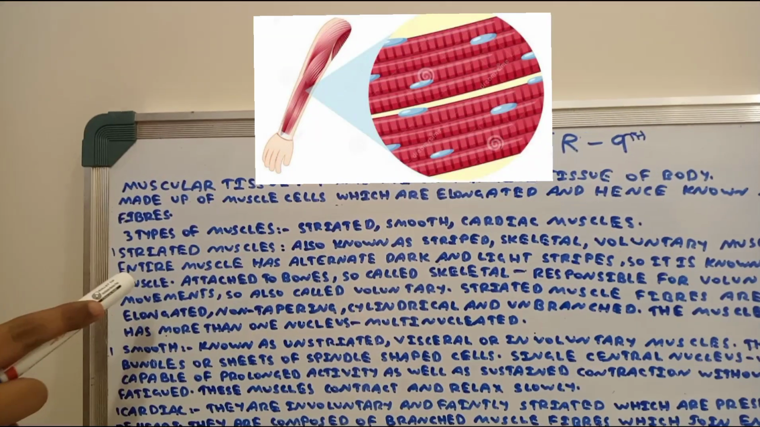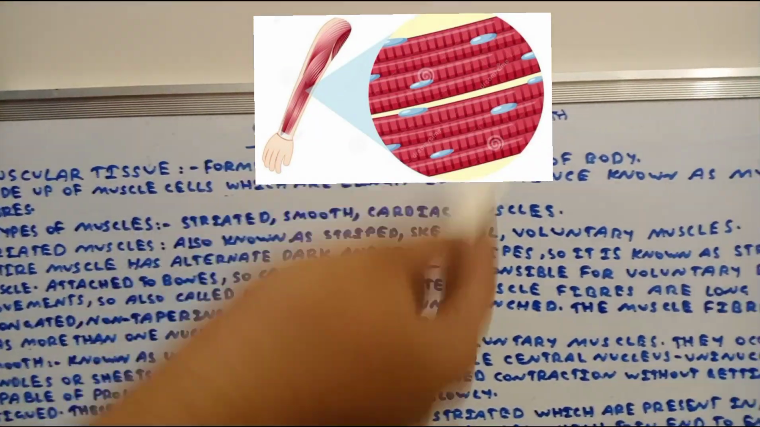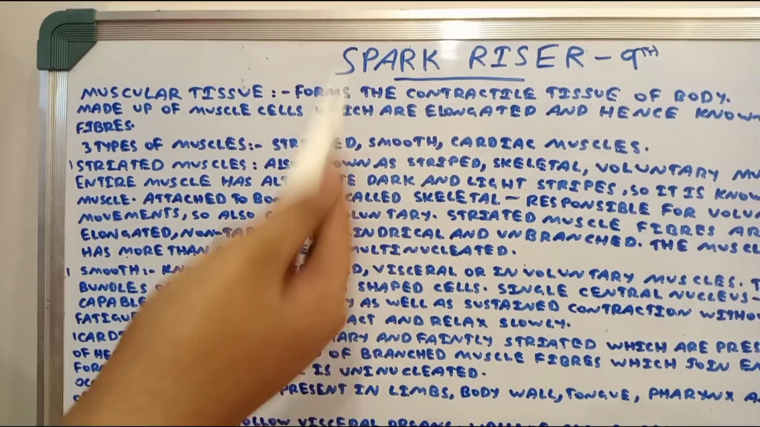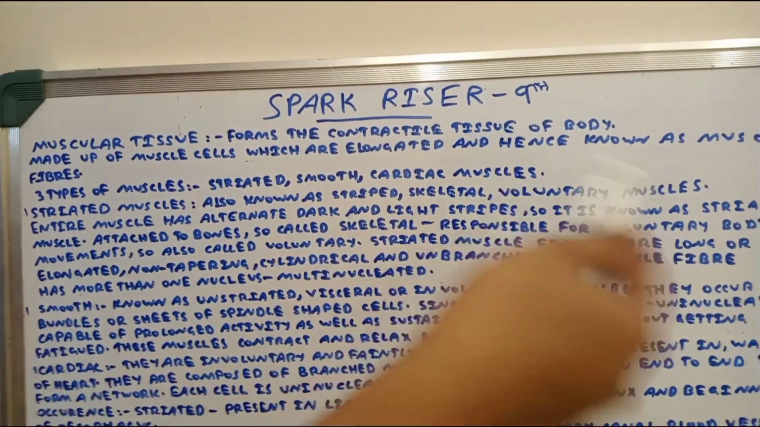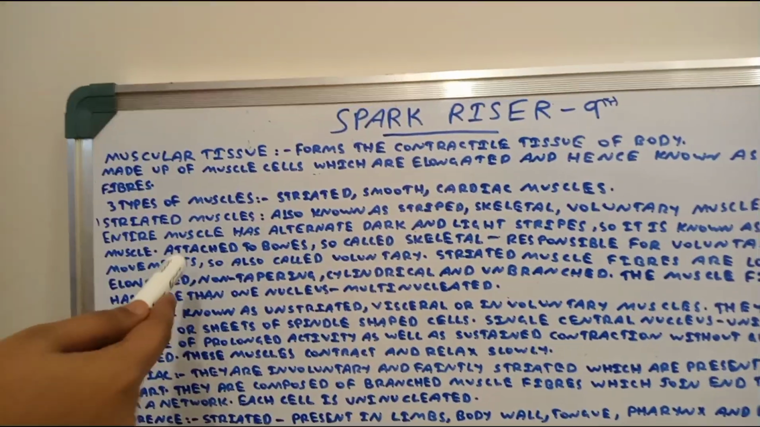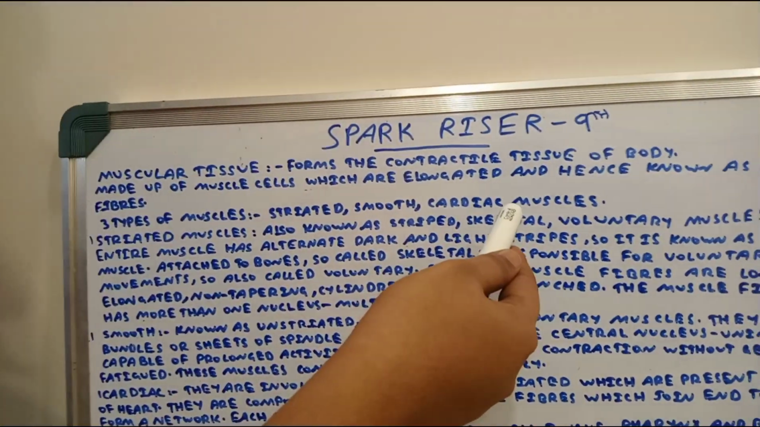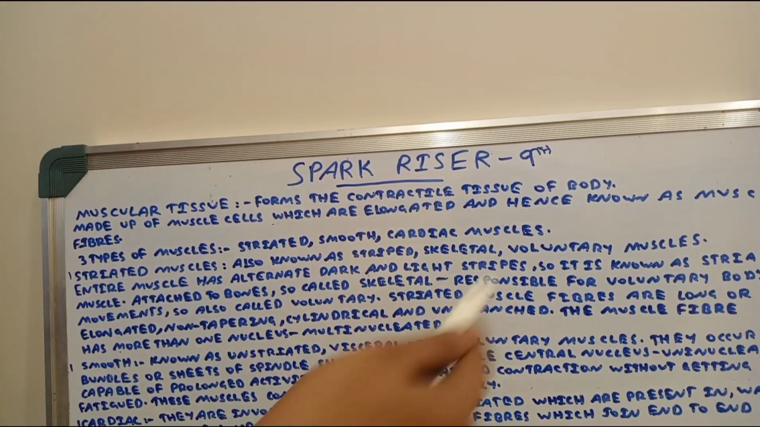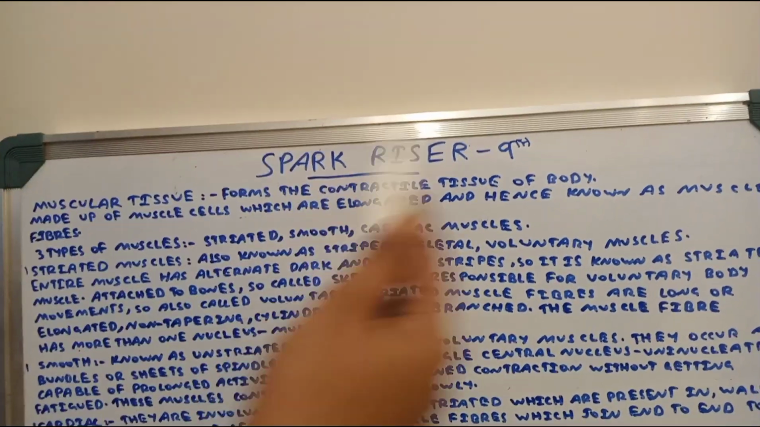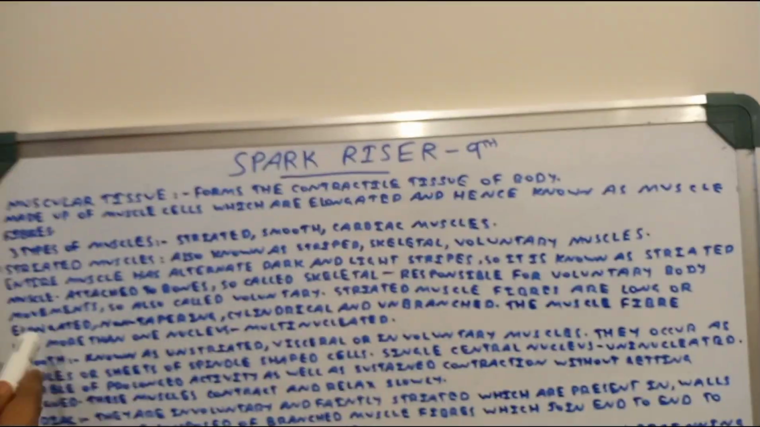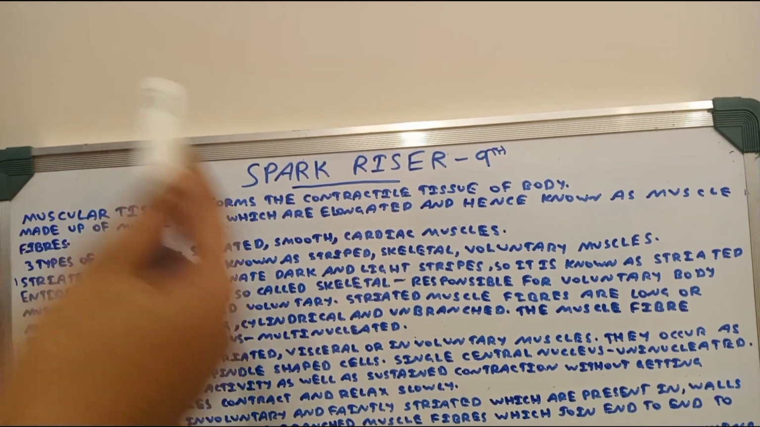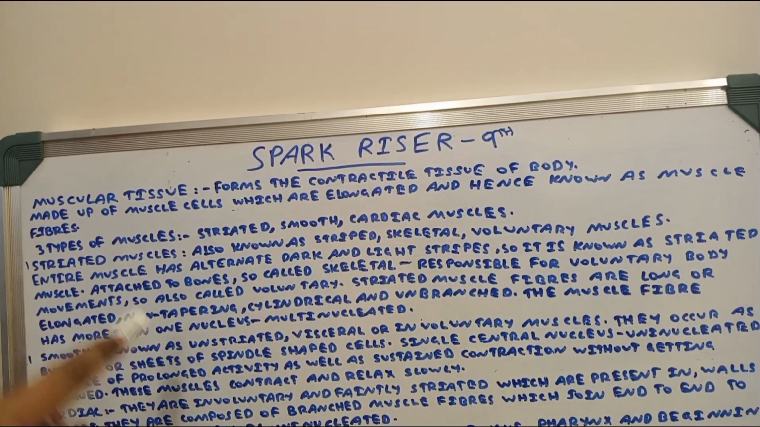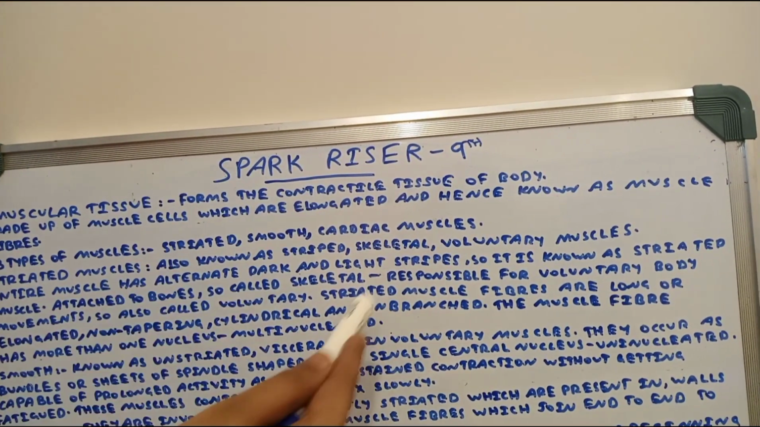First one, striated muscles. It is also known as striped or skeletal or voluntary muscles. The entire muscle has alternate dark and light stripes, so it is known as striated muscle. Attached to bone, so it is known as skeletal muscle. Responsible for the voluntary body movements, so it can also be known as the voluntary muscles. Striated muscle fibers are long or elongated and they are non-tapering, cylindrical and unbranched, and the muscle fiber has more than one nucleus, that means it is multinucleated.